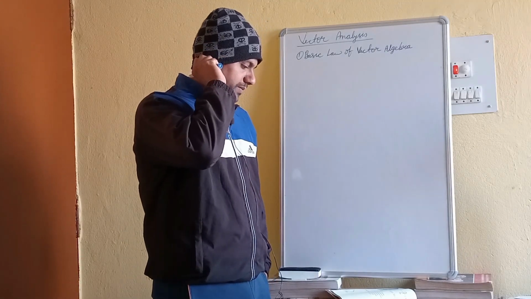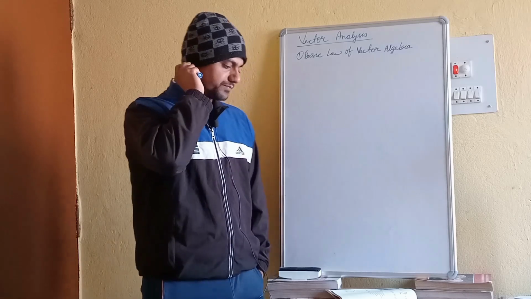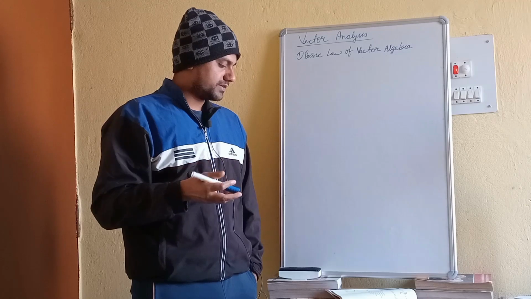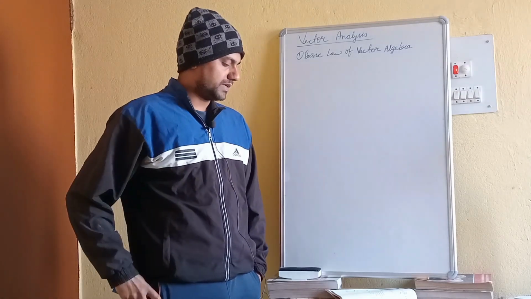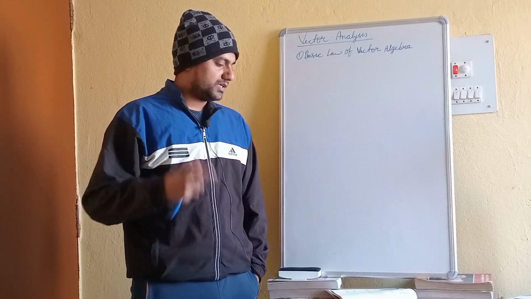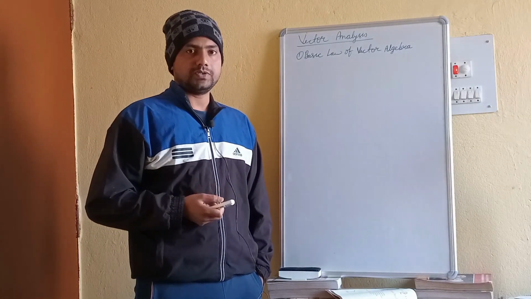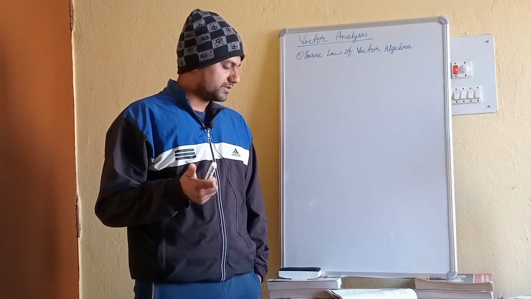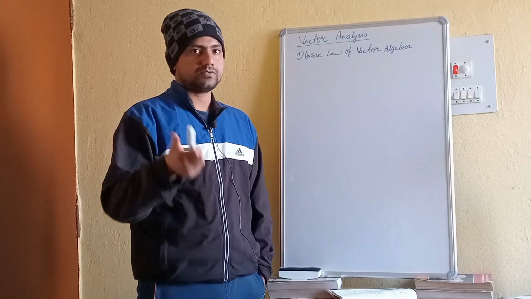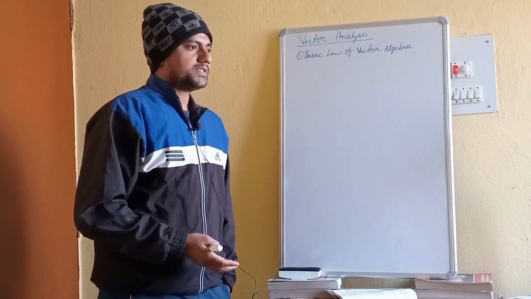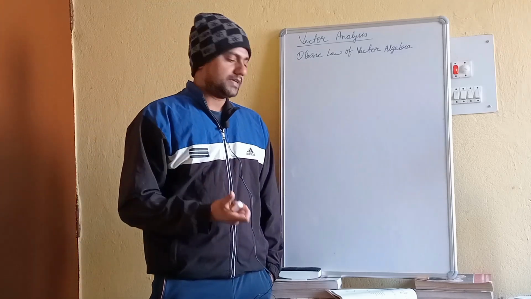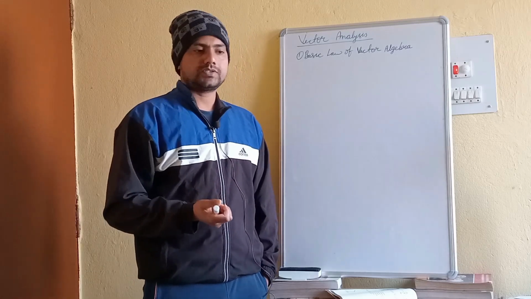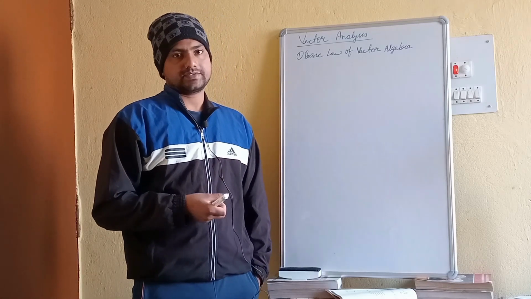We were talking about the basic laws of vector algebra. So how do we denote a vector, before going to the mathematical calculations and the different kinds of symbols we use in vector algebra? First I should explain what a vector is. I think you have already studied this: a vector is a quantity which has both magnitude and direction.